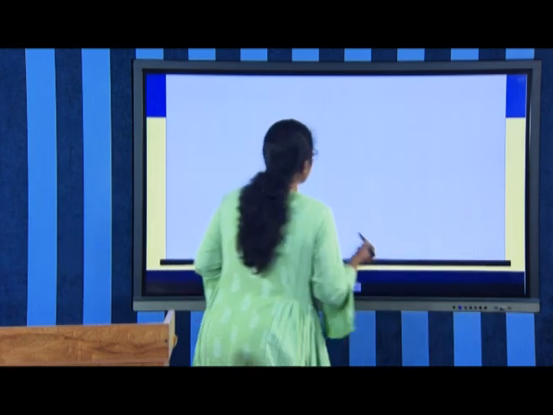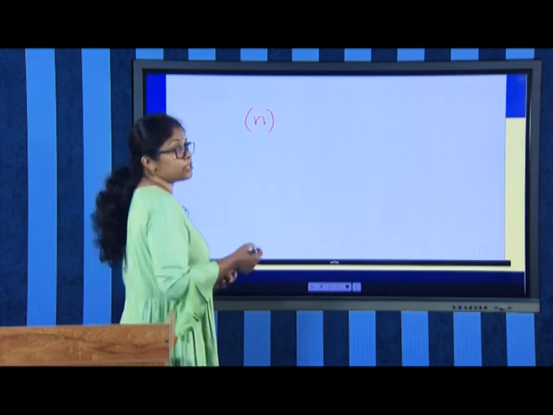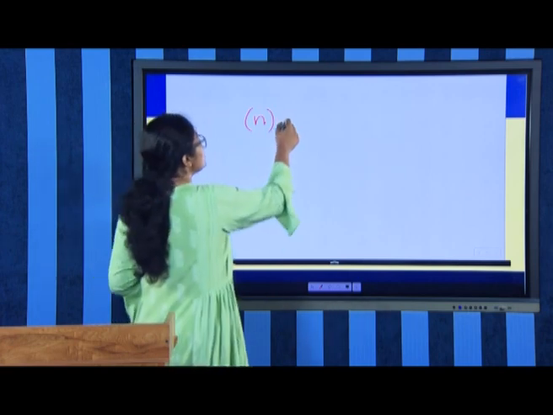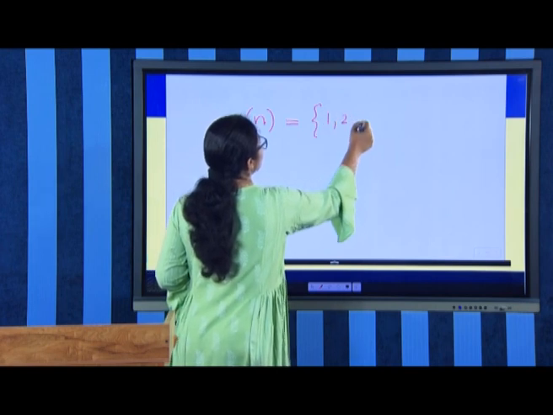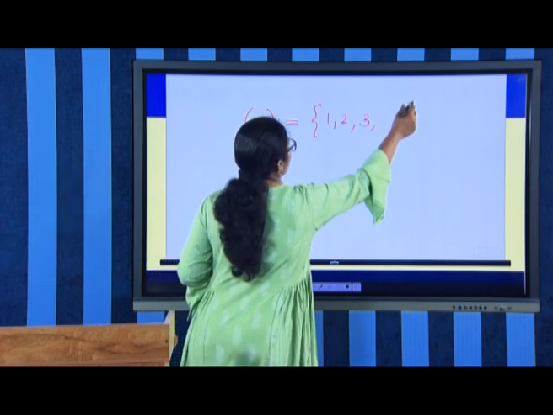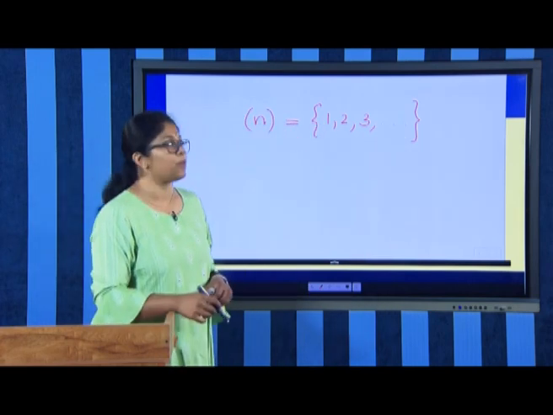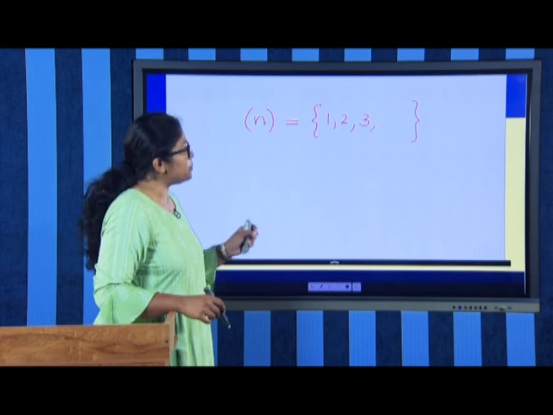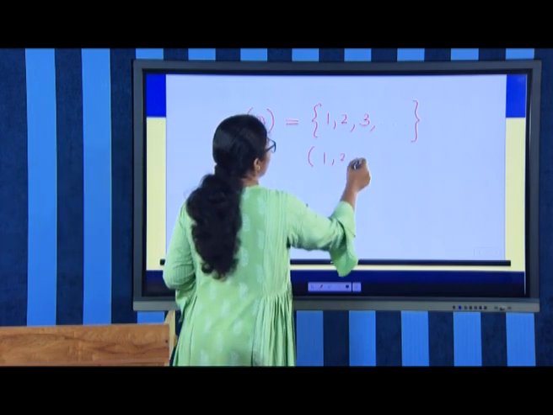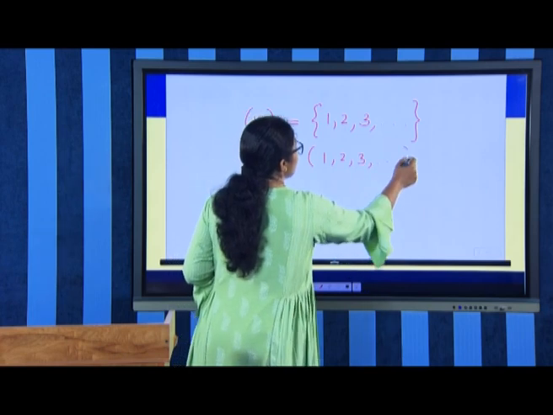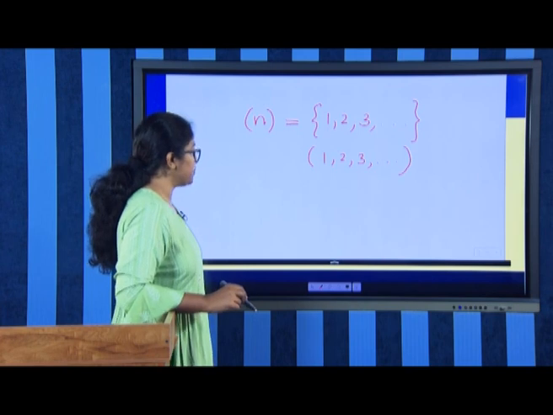The next example is the sequence (n), which is the set of all natural numbers itself, because this can be expanded as the sequence 1, 2, 3 and so on. This is also another notation for writing sequences. In some textbooks we can see it like this as well, in single brackets or in double brackets, you can represent a sequence.